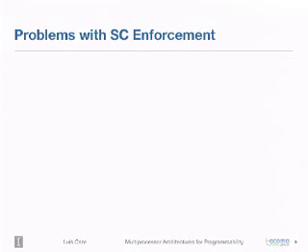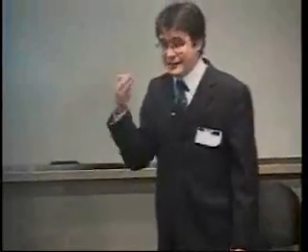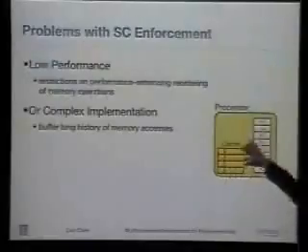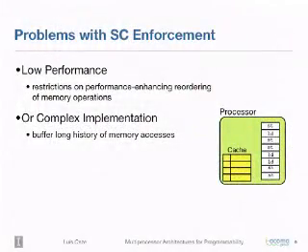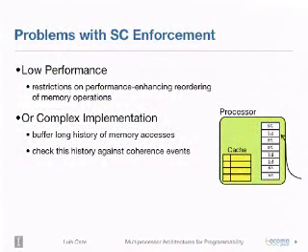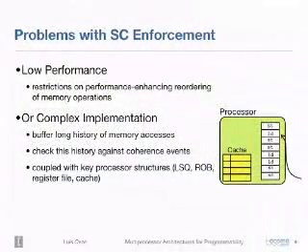But while this is very intuitive, there are problems in enforcing it. The main problem is low performance. And the reason is this consistency model is very restrictive in terms of what memory operations are allowed to be reordered. And reordering memory operations many times helps performance a lot. If you want to have a high performance implementation of sequential consistency, it's usually too complex. It involves buffering a long history of memory accesses and checking this history against coherence events, to detect if there was a consistency violation. This will be clear in a second.